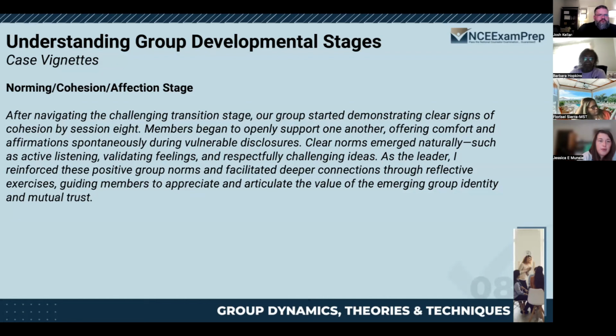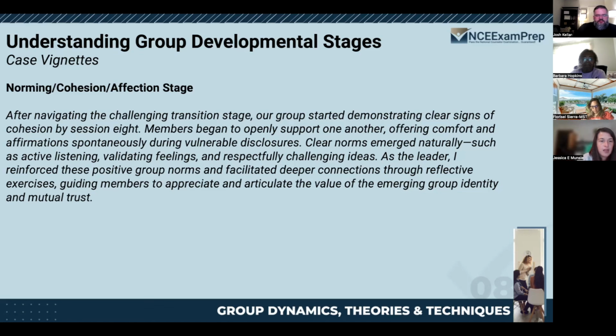Okay. Norming, cohesion, affection stage. After navigating the challenging transition stage, our group started demonstrating clear signs of cohesion by session 8. Members began to openly support one another, offering comfort and affirmation spontaneously during vulnerable disclosures. Clear norms emerged naturally, such as active listening, validating feelings, and respectfully challenging ideas. As the leader, I reinforced these positive group norms and facilitated deeper connections through reflective exercises, guiding members to appreciate and articulate the value of the emerging group identity and mutual trust.